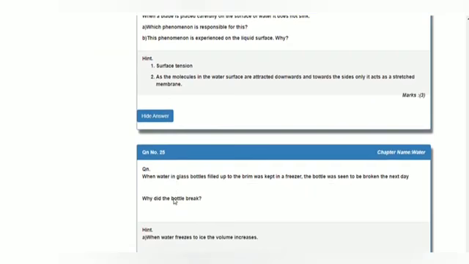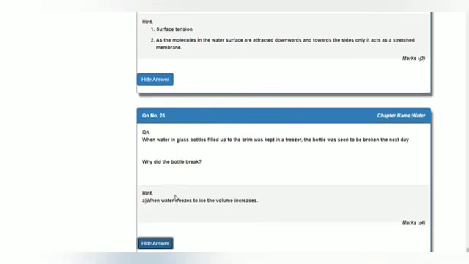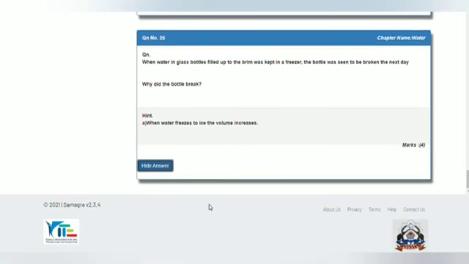When water in a glass bottle filled up to the brim was kept in a freezer, the bottle was seen to be broken the next day. Why did the bottle break? When water freezes to ice, the volume increases.